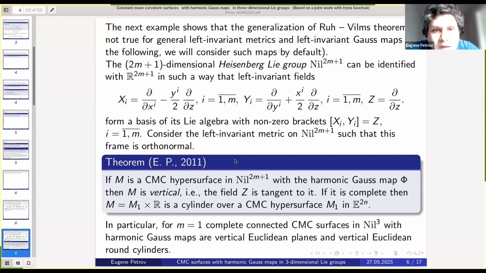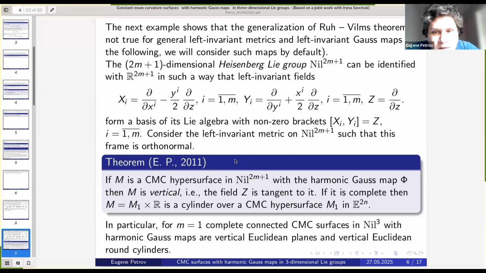This is about hypersurfaces in the 2m+1 dimensional Heisenberg-Lie group. We can describe this as the space R^(2m+1) with the following basis of left invariant fields that have non-zero brackets of the form [x_i, y_i] equals z for such fields. And the standard left invariant metric is such that this is an orthonormal frame.